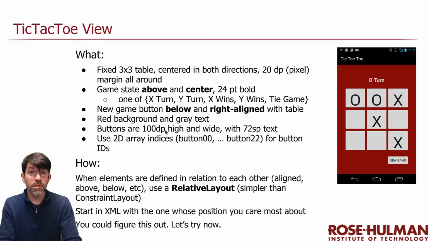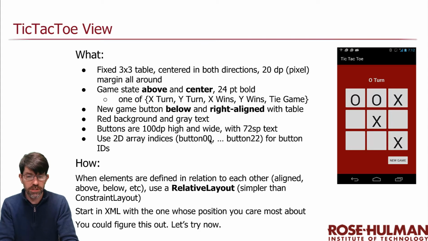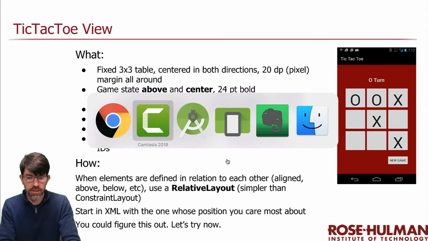We're going to be using different indices for the IDs on these. The IDs are going to be button, and then which row it's in and which column it's in. We're using the same numbers so that they match up with the rows and columns in our model, right? So how we're going to do this: you remember if we have things that are centered or aligned relative to each other, we're going to use a relative layout. So let's go back into our tic-tac-toe game and check out the XML.